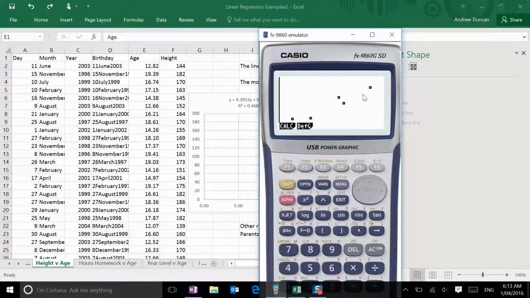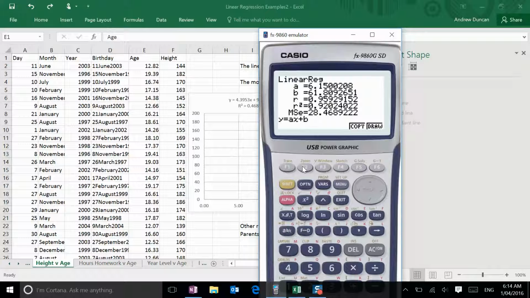Okay, there's my linear relationship. To draw a line of best fit, I'll press calc. And here are all my options. So x is a linear model, x squared for quadratic, x cubed for cubic, quartic models, logarithmic, exponential, power, sine. So the calculator can do everything that Excel can. I was trying to fit it to a linear model. Okay, here we go.